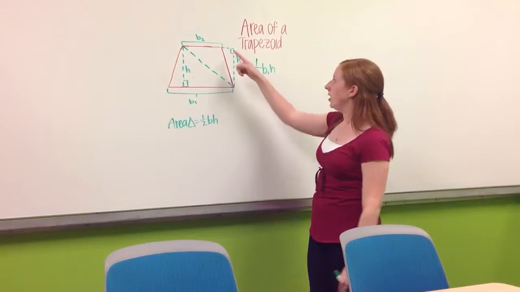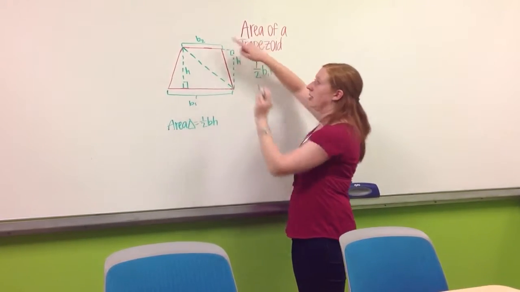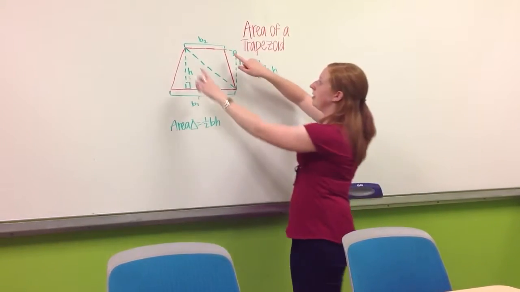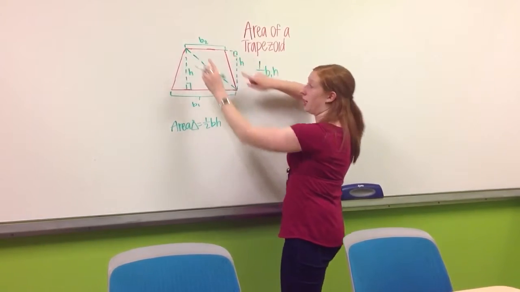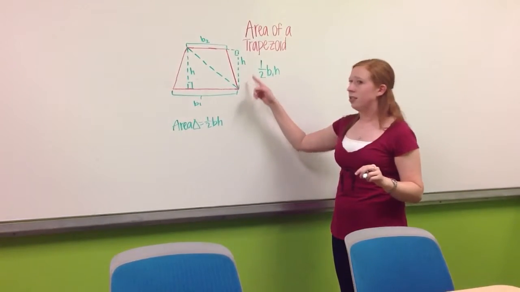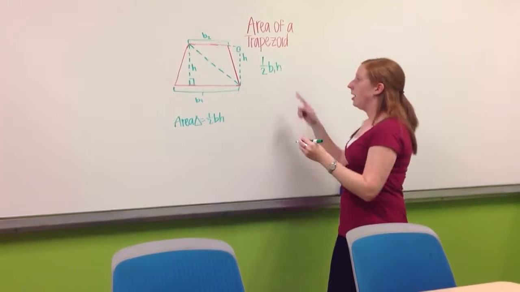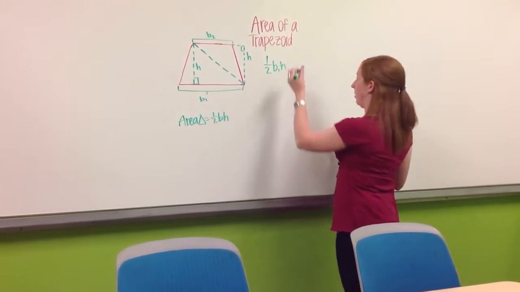And one thing to point out is that this part that we added on here does not count as part of our base. Our base is still just from this vertex to this vertex over here. So now we can use this for the area of our second triangle, in which we have 1/2 base 2 times the height.